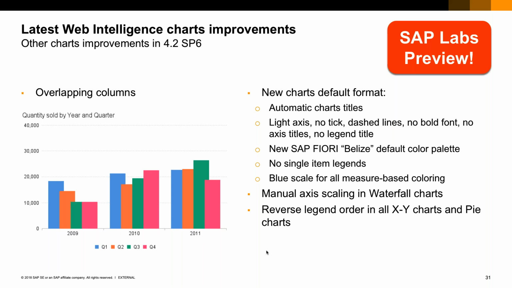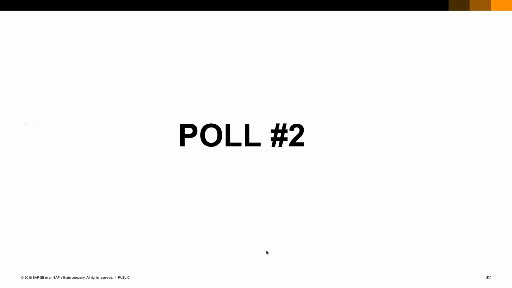You can also manually change the scaling of the axis in waterfall charts, and remember the reverse legend order we introduced in 4.2 SP3 on a stacked column chart. It's now available in all XY charts as well as pie charts. So I'm done with the latest improvements in the chart engine.